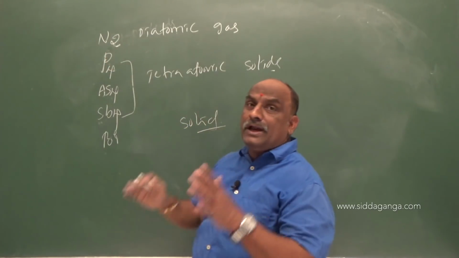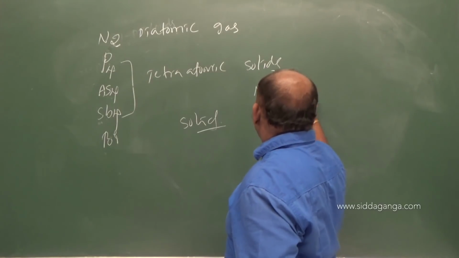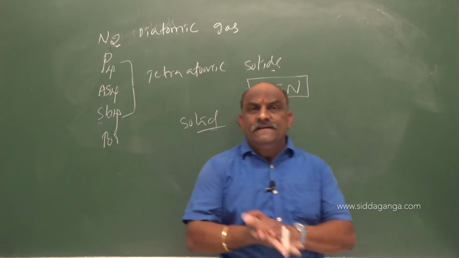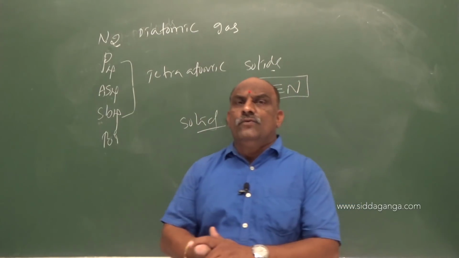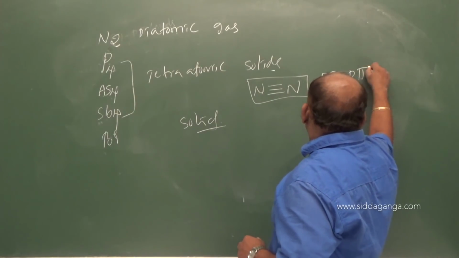And between two nitrogen atoms, there will be a triple bond. Already I said that nitrogen is ready to form which type of bonds? P pi bonds.